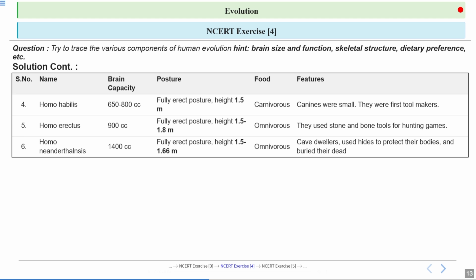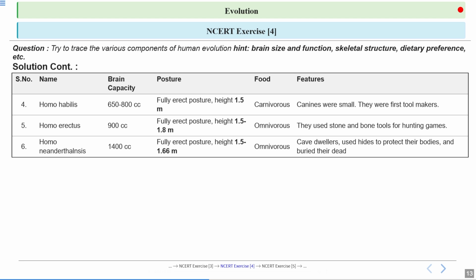Then came the Homo erectus. Brain capacity is 900 cc. They were fully erect. Height was 1.5 to 1.8 meters, so you can see the height is increasing. They were omnivorous, meaning they could feed on both plant-based products as well as meat. They used stone and bone tools for hunting game. Now you can see the brain capacity has increased. They have become a little bit intellectual, and now they are using stone and bone tools for hunting as well.